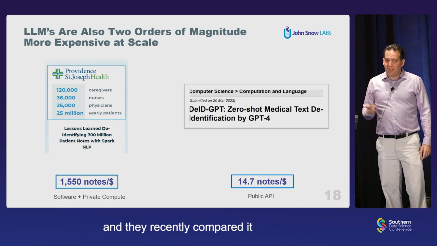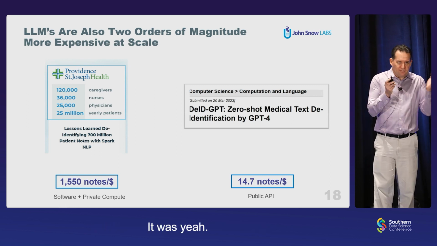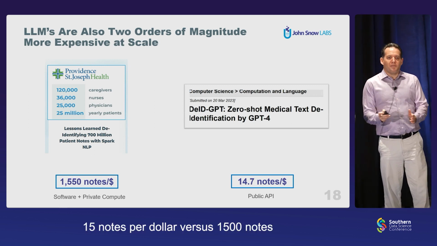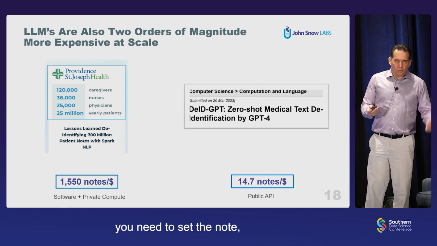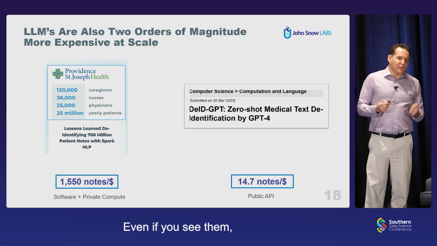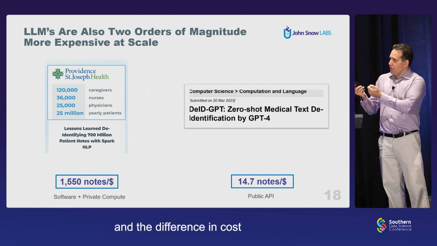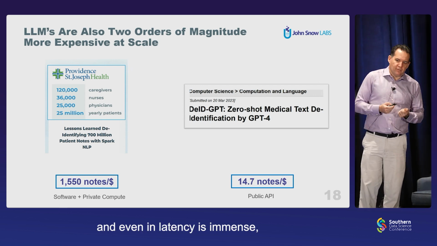And they recently compared it with what you can do with GPT-4, and it was 2 orders of magnitude. It was 15 notes per dollar versus 1,500 notes per dollar. Because what you need to do, you need to send the note, you need to set the prompt, you need to get it back. And even if you assume you get a similar level of accuracy, the difference in cost and difference in latency is immense at scale.